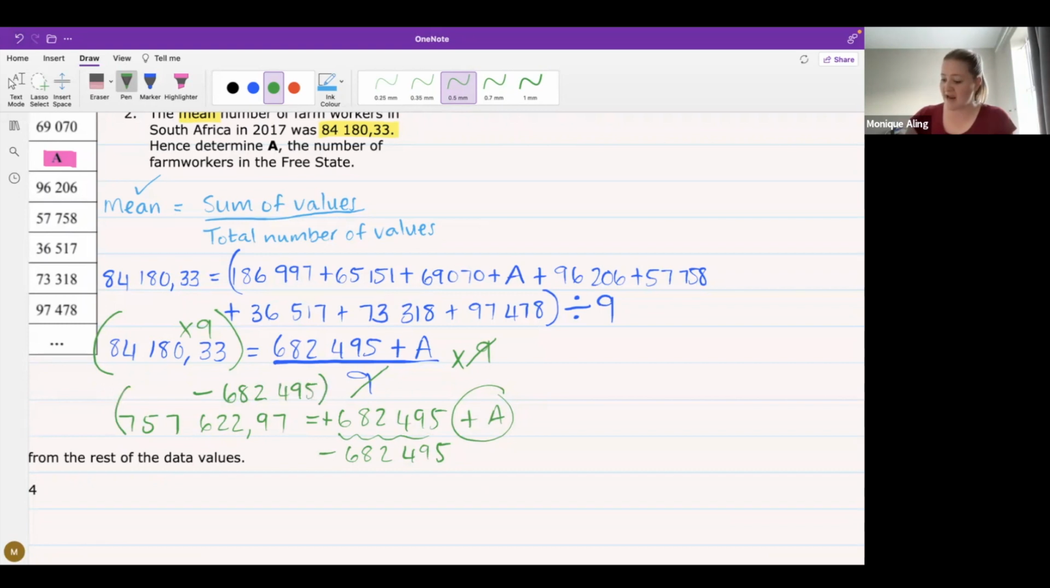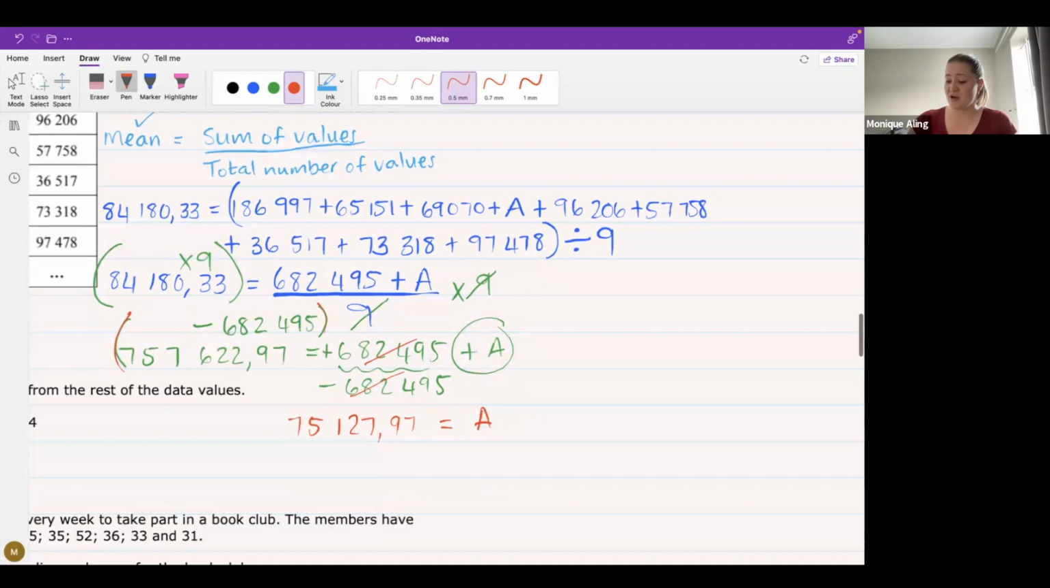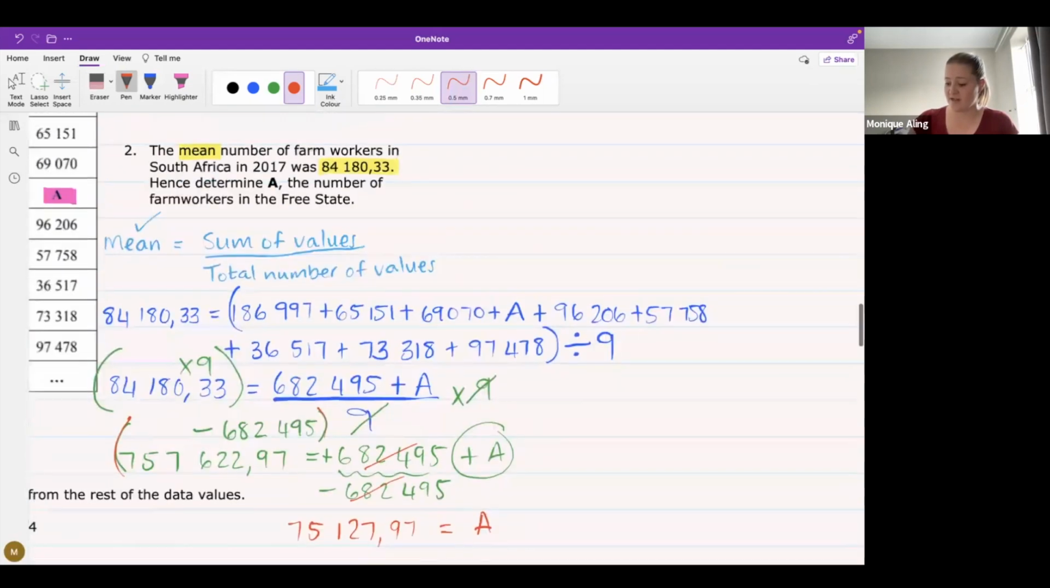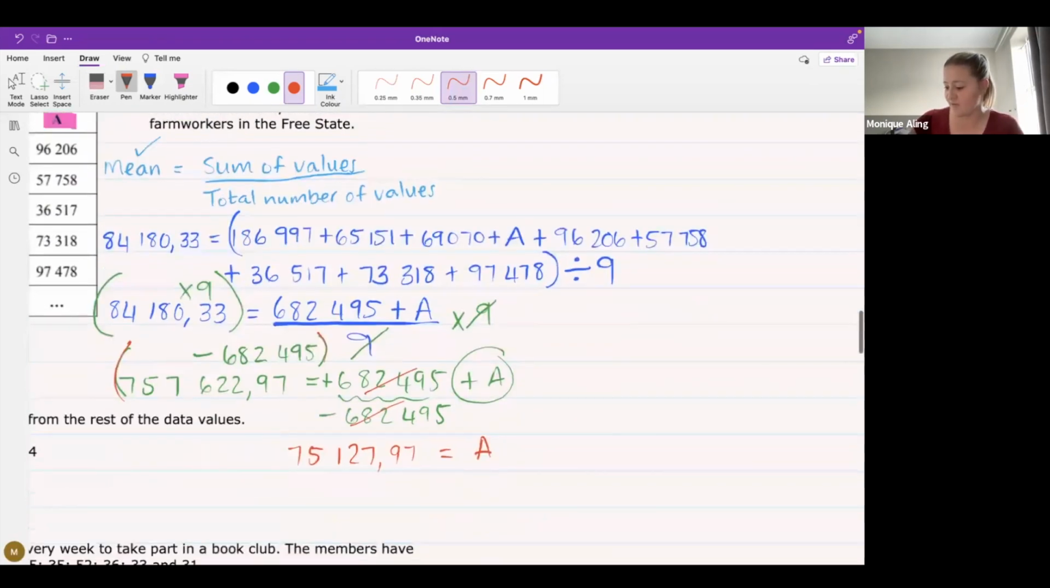Okay, when I minus these two numbers over here, I get an answer of 75,127.97, which is what my A is equal to, because these cross cancelled, so A is by itself. And because we are looking at farm workers, it needs to be a whole number, so we're going to round up because we can't get point 97 people.